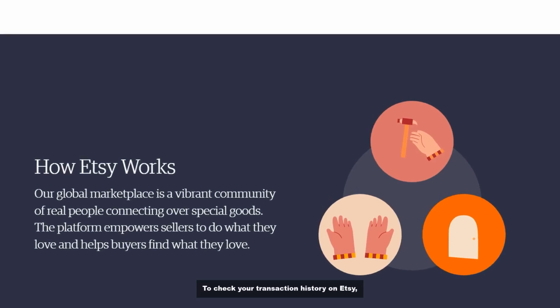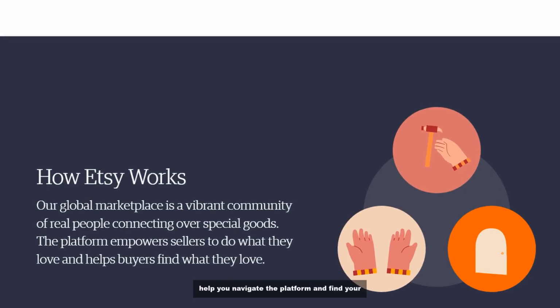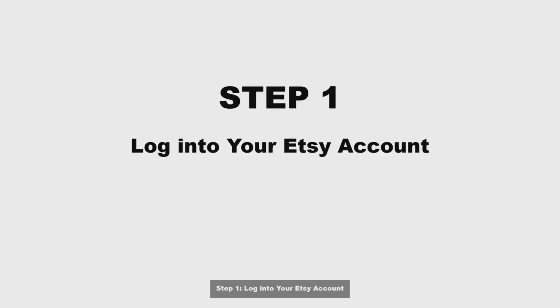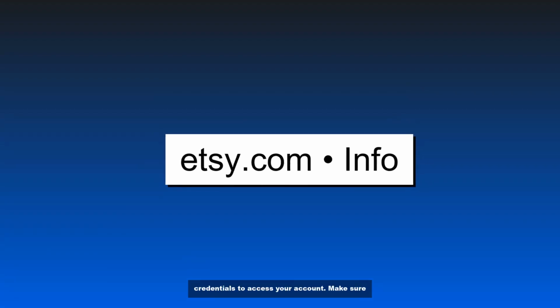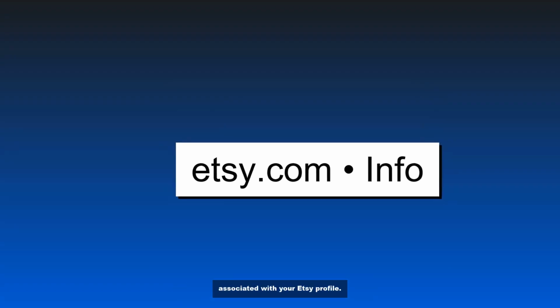To check your transaction history on Etsy, follow these simple steps. This guide will help you navigate the platform and find your purchase records easily. Step 1. Log into your Etsy account. Visit the Etsy website and enter your login credentials to access your account. Make sure you are using the correct email and password associated with your Etsy profile.